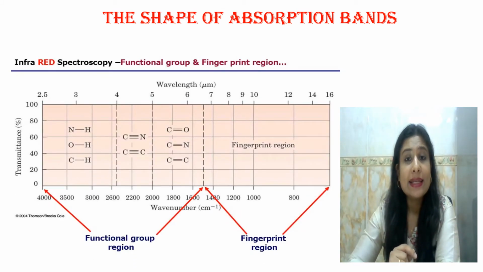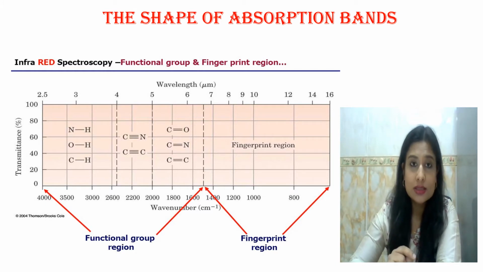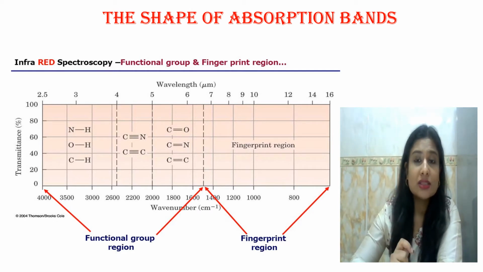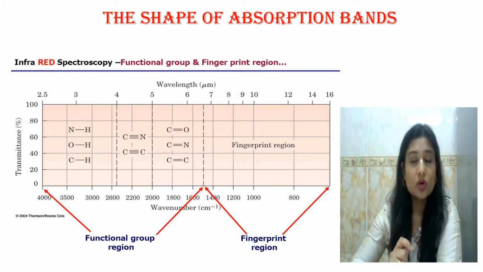We know that in an IR spectra, the nitrogen-hydrogen bond, the oxygen-hydrogen bond, and the carbon-hydrogen bond all appear in the functional group region, and all three of them give absorption bands around 3000 to 3500 per centimeter. So since the position of the absorption bands is almost the same in all these three cases, it is the shape of these absorption bands that helps us to differentiate between these three bonds.